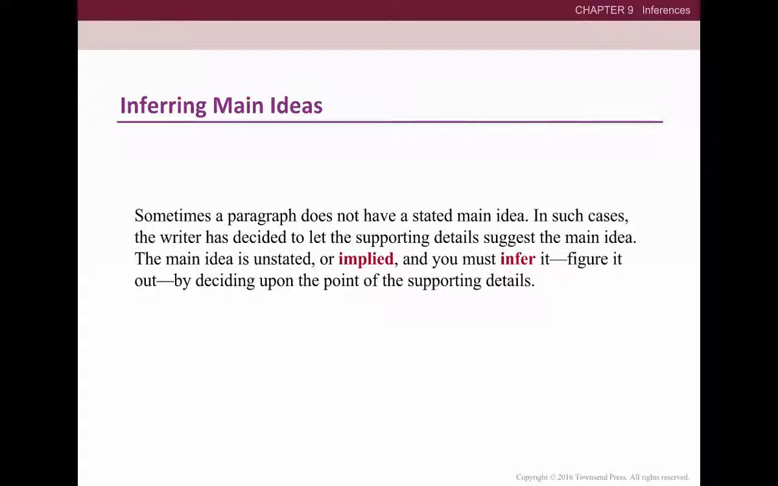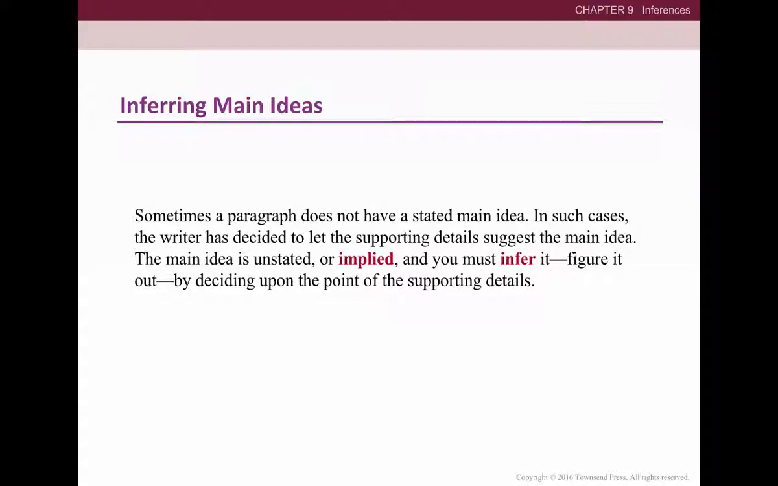Sometimes the paragraph does not have a stated main idea. So now we're going to look at main ideas in the text. And we're going to look at some examples that don't actually have the main idea as one of the sentences. Usually when we're finding the main ideas, we look for sentence 1 or sentence 2 or the last sentence, right? But in this case, there won't be one. Okay, so I already know the answer before I ask you where it is. Sometimes a paragraph does not have a stated main idea, so it's not actually said. In such cases, the writer has to decide to let the supporting details suggest the main idea. So you look at all that evidence, and then from there you infer or you suggest what the main idea is.